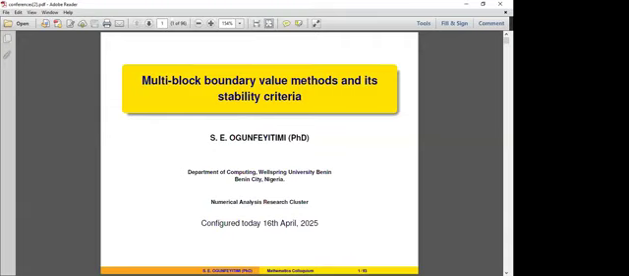Maybe I should use the opportunity to say, if you want to understand boundary value method in its very simplest form, you can check this paper. I've done something on boundary value methods before, but in the simplest form. It is a very good paper, just for beginners, and I think it will help you.